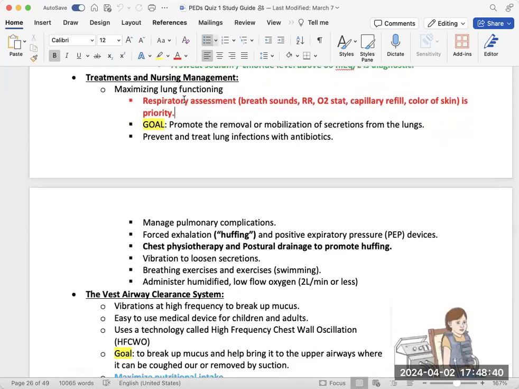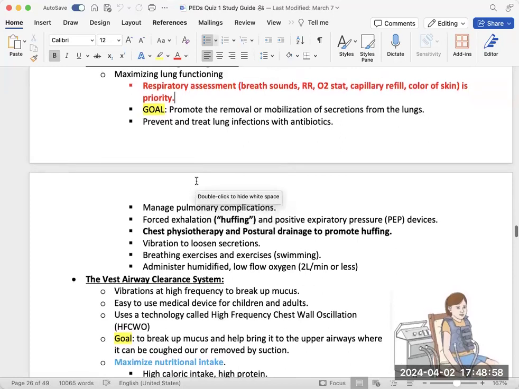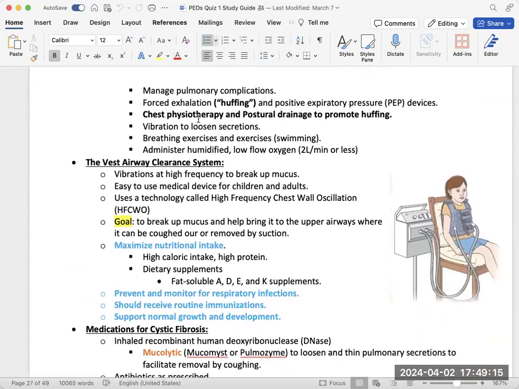So, treatments. Remember, we have a lot of different organs involved, but one of them is respiratory, which means we need to maximize their lung functioning. We need to do a good respiratory assessment, which is our priority. It includes breath sounds, respiratory rate, O2 stat, capillary refill, and color of skin. Our goal, like we said, is respiratory patency. Since they have so many secretions, we want to mobilize them and get rid of them from the lungs. We also want to prevent and treat any infections with things such as antibiotics, and manage any pulmonary complications.